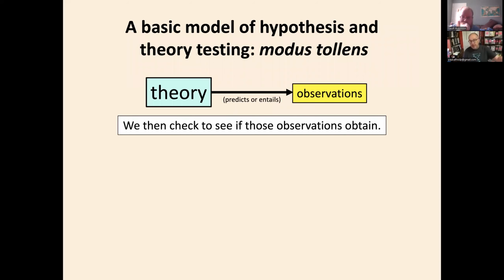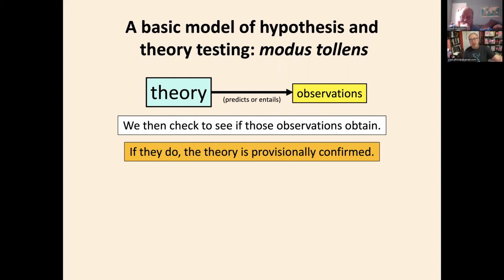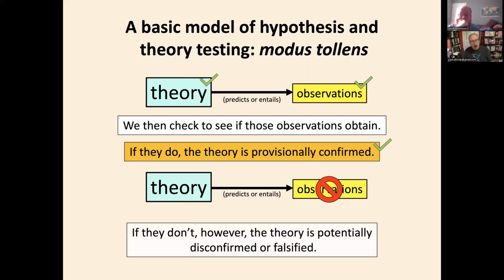So you go to check, right? You go to see if those observations obtain. If they do, the theory is provisionally confirmed, not proved. Confirmed in the sense that it is at least consistent with what you observe. If they don't, it's potentially disconfirmed or falsified. So this is known as modus tollens. You learn this logical framework when you begin to take epistemology, philosophy of science. As I said, it's the most foundational or basic formulation of theory testing that one could have.